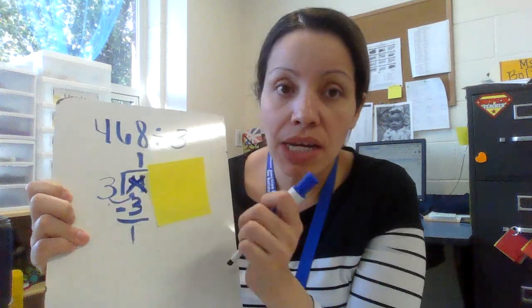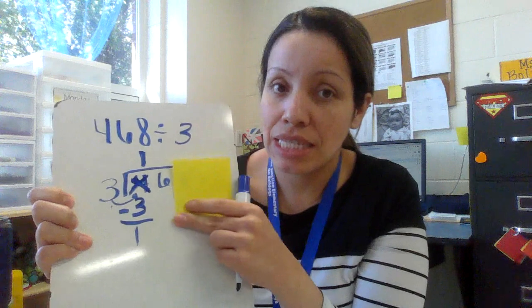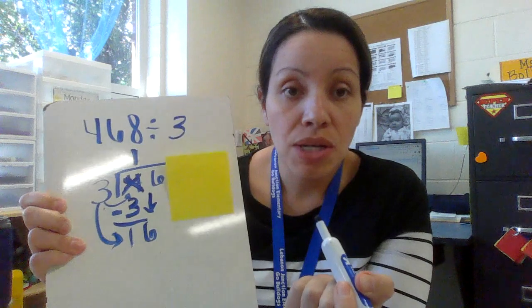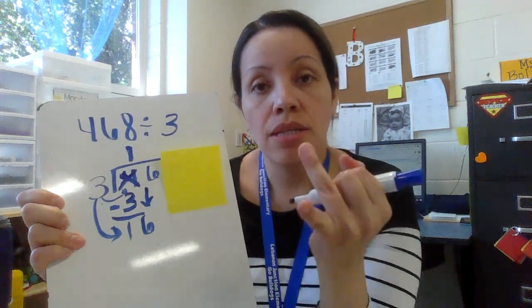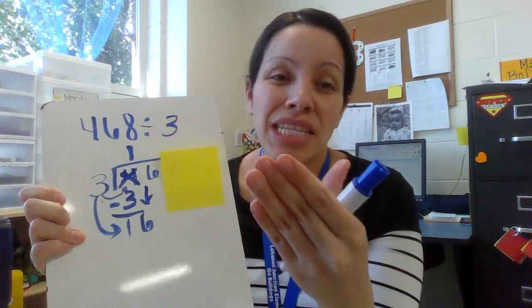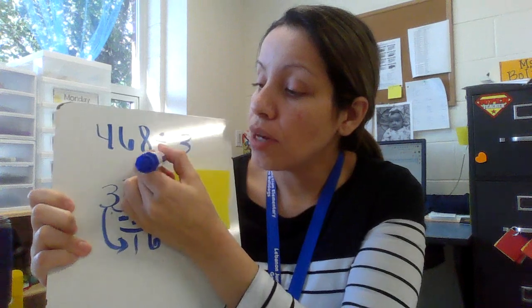Then I took care of this 4, so I can forget about the 400 because I already used it. I need to take care of this 6, which has a value of 60. So I'm going to bring it down to work on it. And again, this 3 is trying to get in the house. How many times does the 3 go into 16? 3, 6, 12, 15, 18. Oops, 18 is too much. So I know that 5 times would be the right answer.